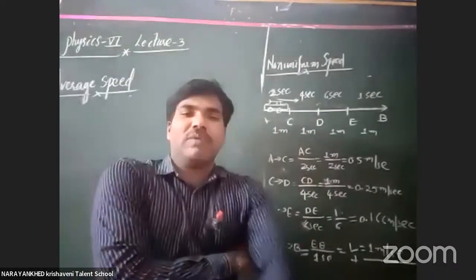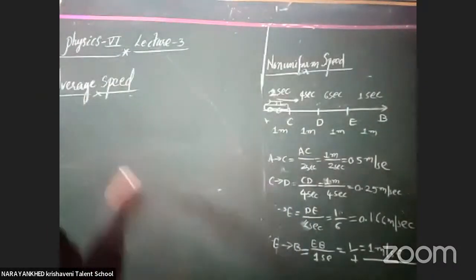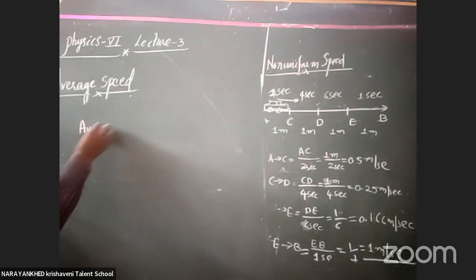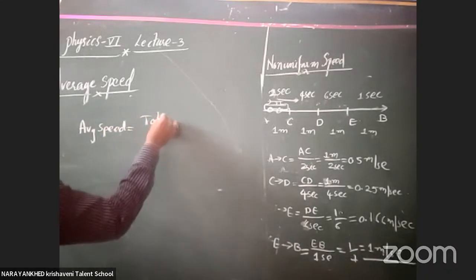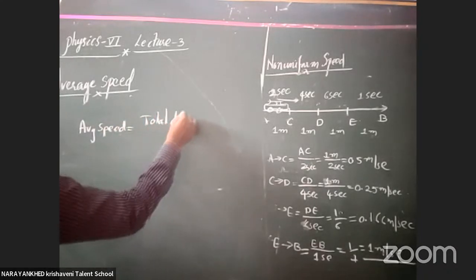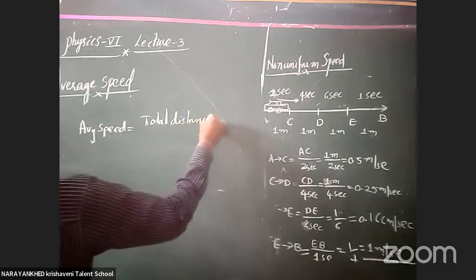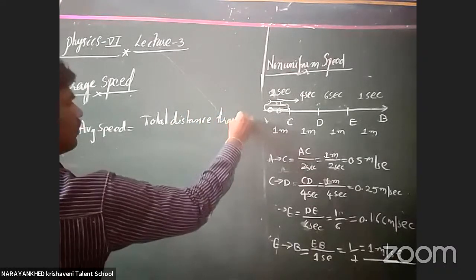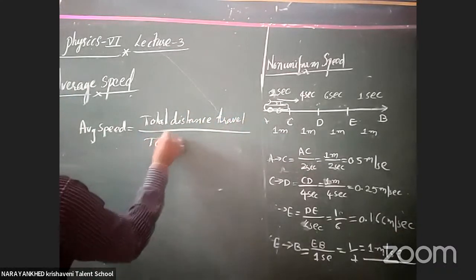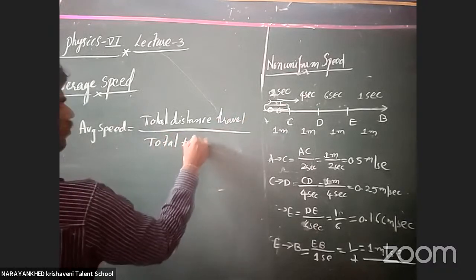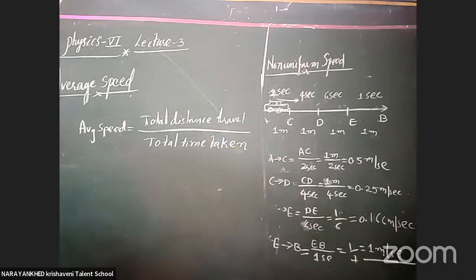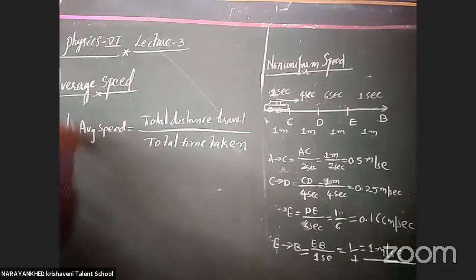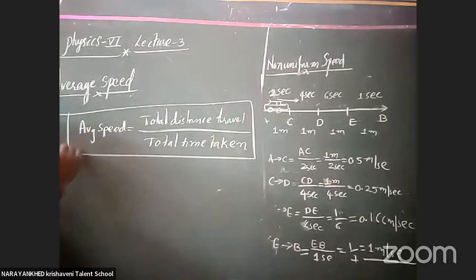What is the average speed? Average speed is equal to the total distance traveled by the total time taken. Clear? This is called the average speed formula. Suppose we consider an example.